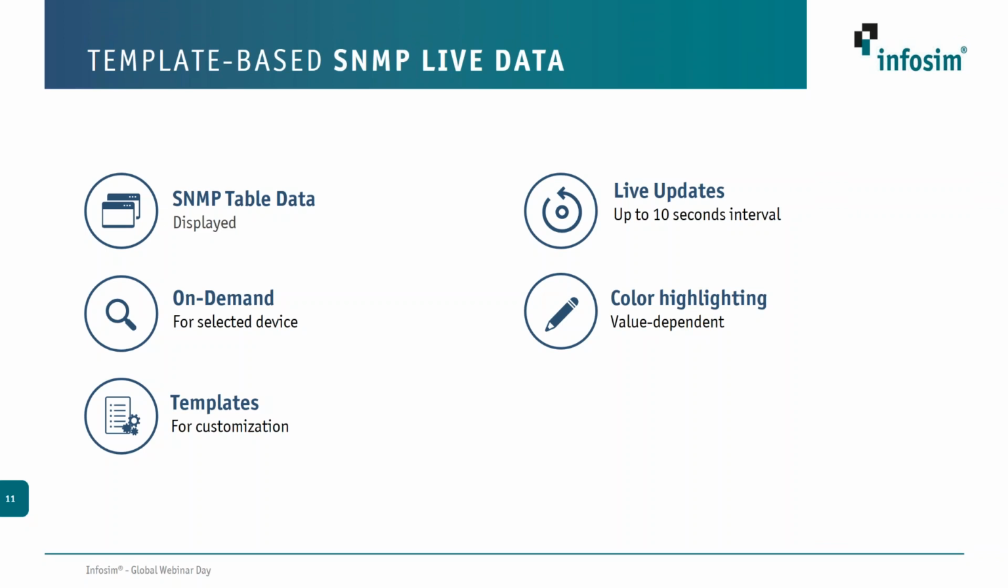And it also comes with color highlighting. So in the templates, you will be able to define color highlighting. For example, if the interface status is up, it might be green. And if the interface status is down, it might be highlighted as red to draw your attention to this.